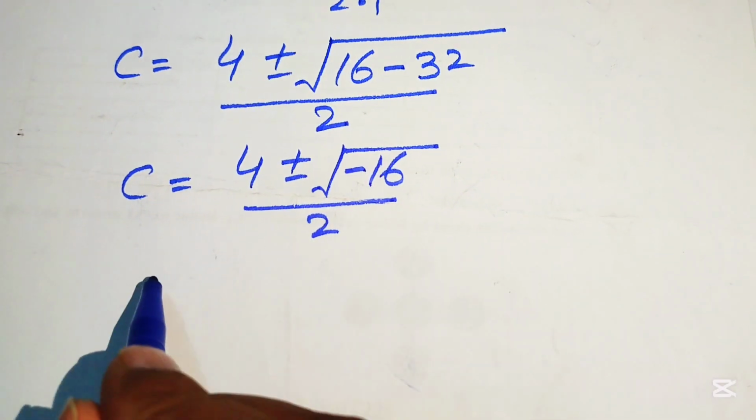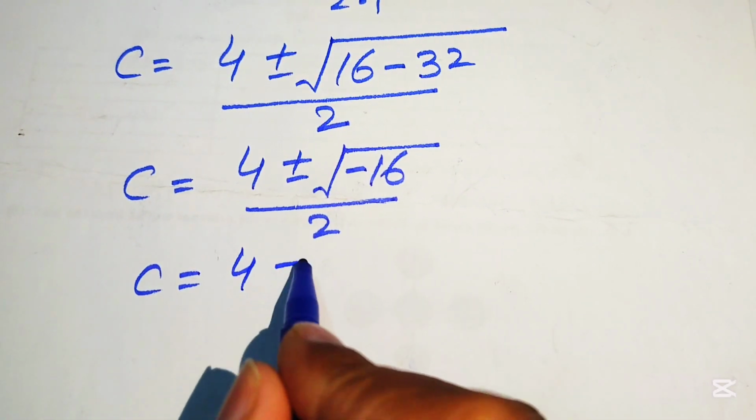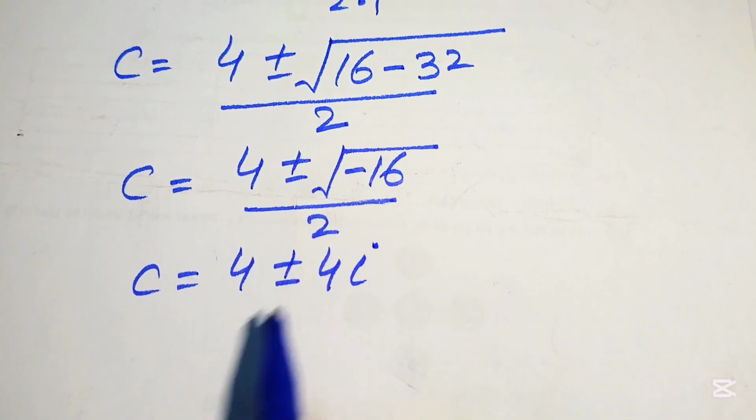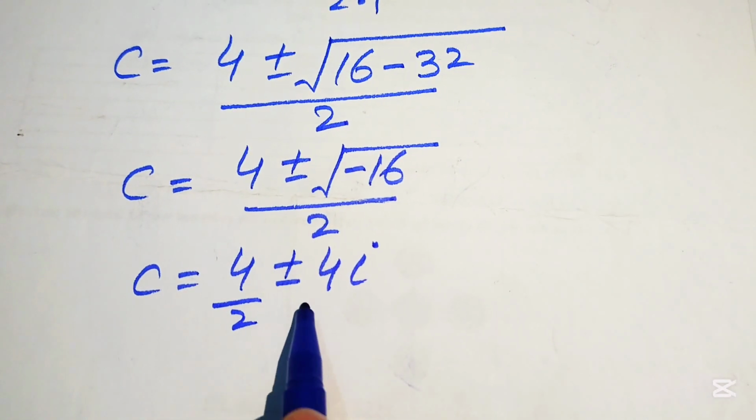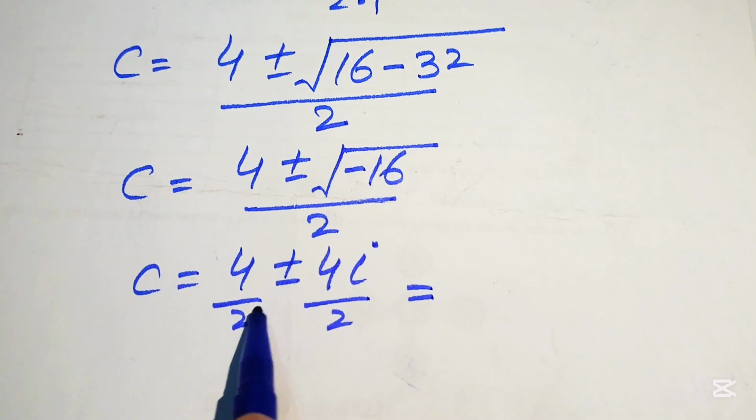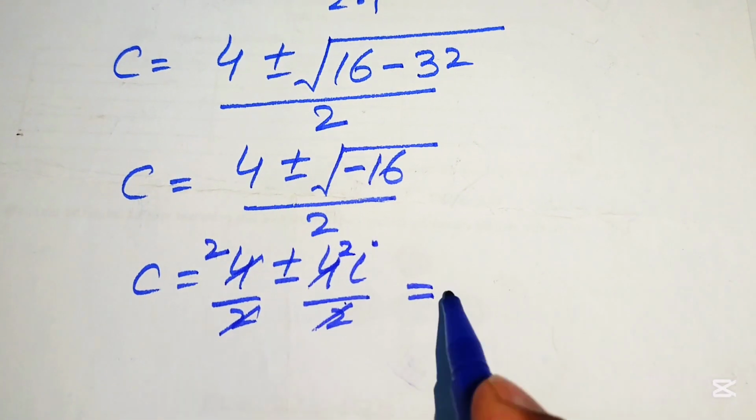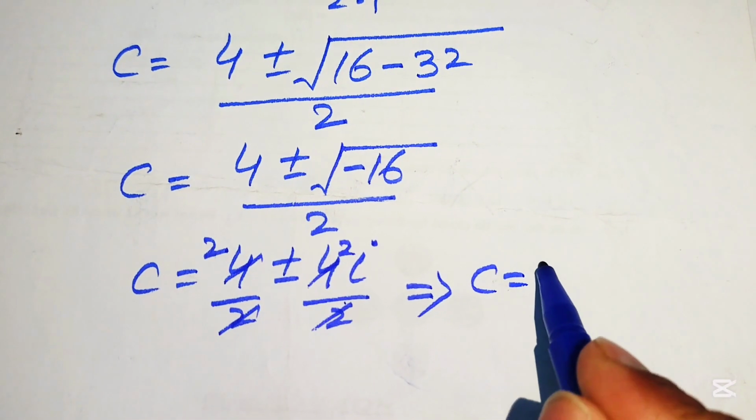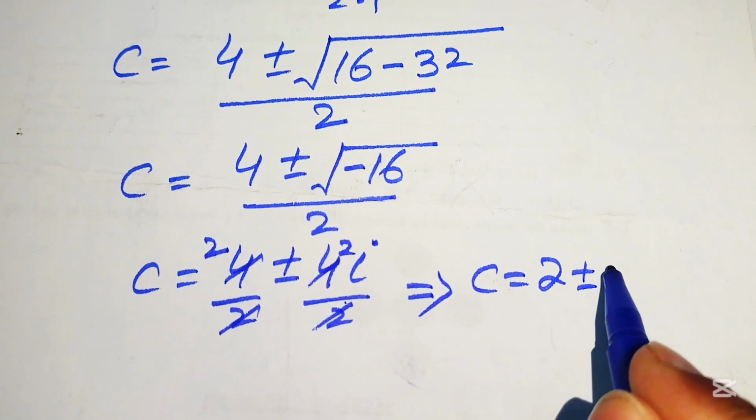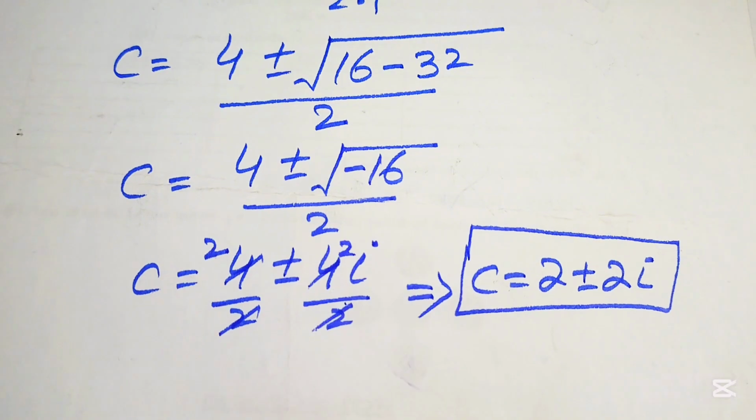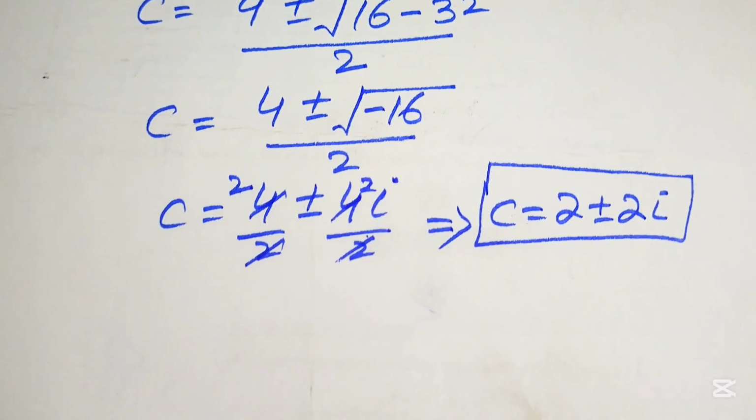So now we write this as c equals 4 plus minus. We know that square root of 16 is 4 and square root of minus 1 is iota, and we break this fraction and it will be written in this form. So we cancel this term, 2 2s are 4, here again 2 2s are 4. So this equation implies that c equals 2 plus minus 2 iota. These are the two complex roots of equation number 1.